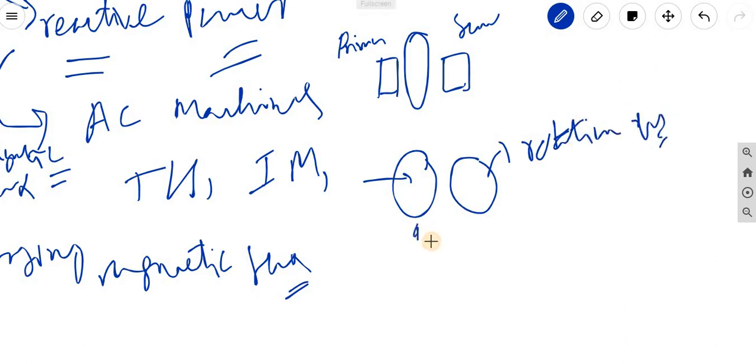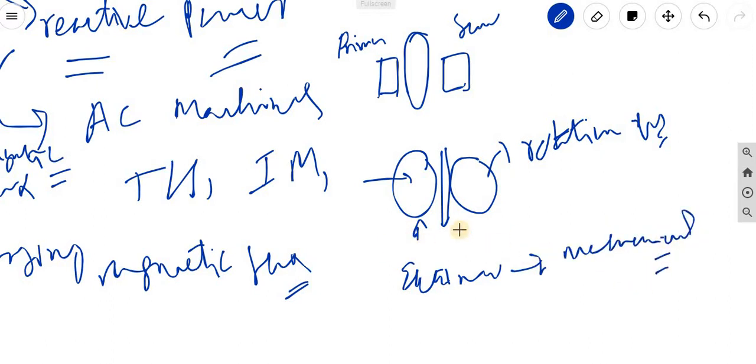And there is a fixed body. So for this also there is an air gap. Here also electrical power would be converted into mechanical power. So in this case also you have to utilize this reactive power.